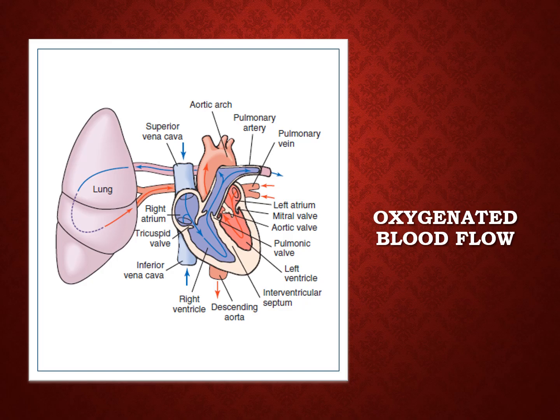The point of maximal impulse, or PMI, can normally be felt between the 5th and 6th ribs on a line dividing the left clavicle in half. Listen to the apical heart rate at this location. The SA node, or sinoatrial node, is located in the right atrium. It is called the pacemaker of the heart because it normally initiates the electrical impulses.